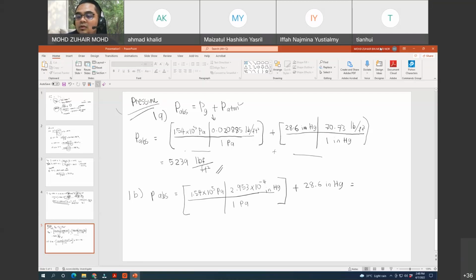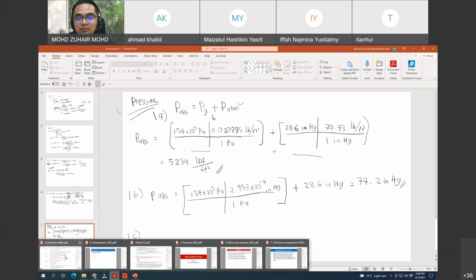So at the end, you're going to get the final answer of 74.2 inch mercury. So this is for 1B. And for 1C, okay. So how do I get this inch mercury and then pound?